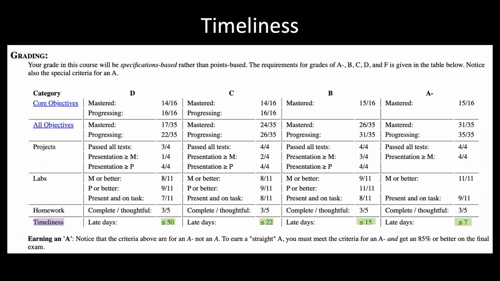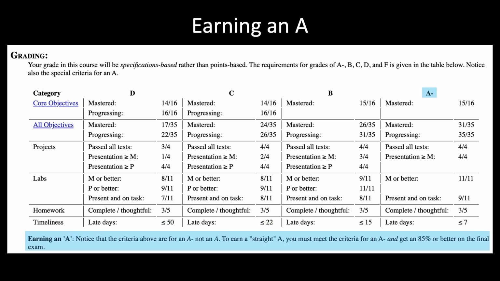That means the more things you submit on time at the beginning of the semester, the more flexibility you have later in the semester. Finally, notice that the rightmost column gives the criteria for earning an A-, not an A. In order to get an A, you also need to do well on the final exam. The purpose of this policy is just to make sure that those who get an A actually remember most of the material and didn't just cram it into their heads the night before the quiz and then promptly dump it.